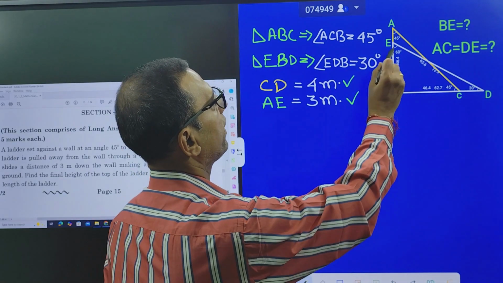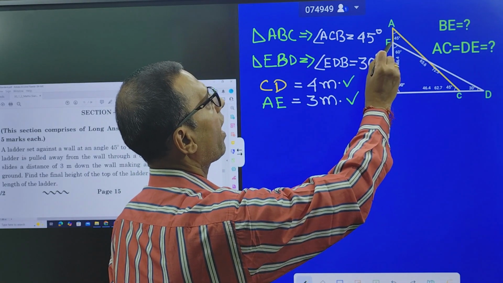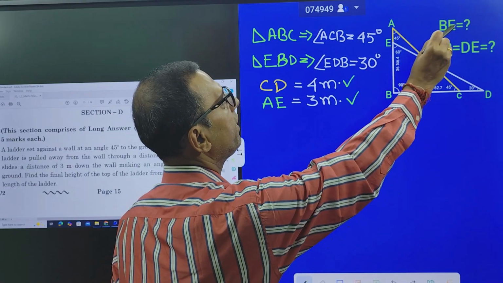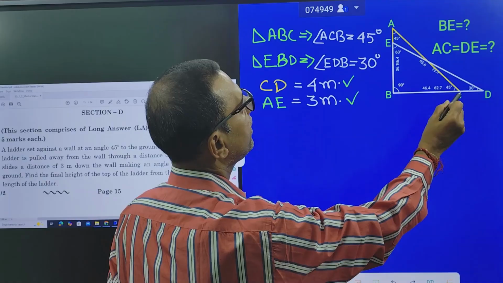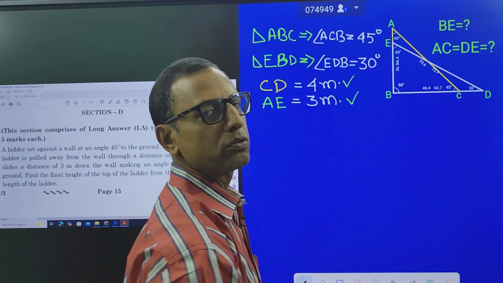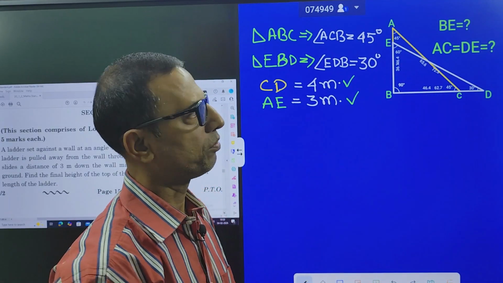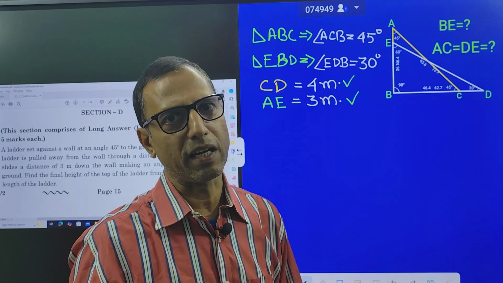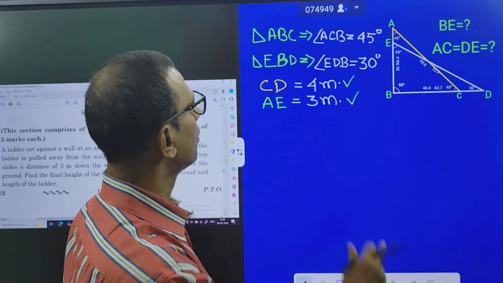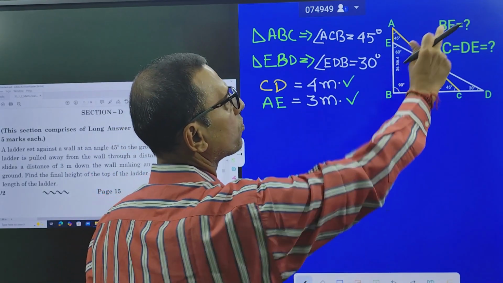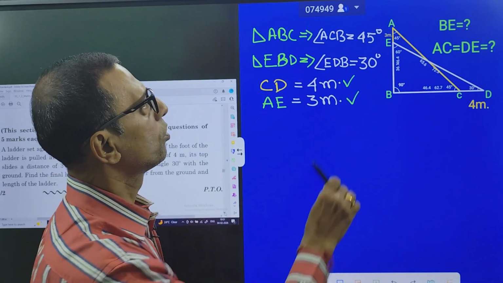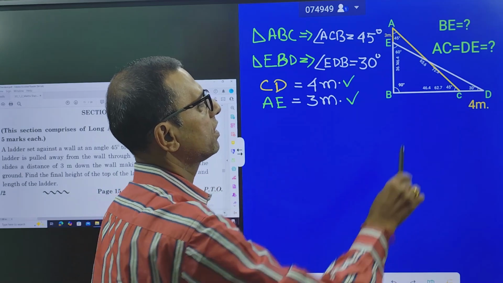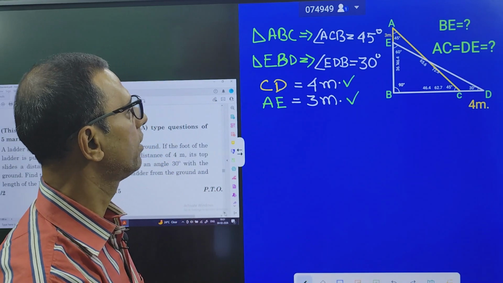So you need to find out the final height of the ladder from the ground BE, what is the value, and the length of the ladder AC equals to DE equals to. So any of this value you can find out, either AC or DE, because the length of the ladder, that is not getting changed, right? So these are the given information. This is what you need to find out. समझ में आ गया problem? So AE is 3 meters, CD is 4 meters. That is given. Okay.